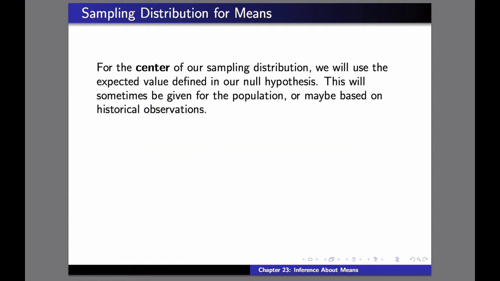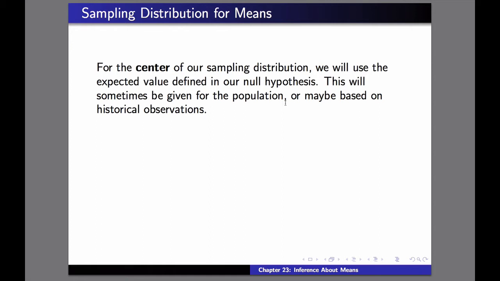So, for the center of our sampling distribution, we'll use the expected value defined in our null hypothesis. And this is what a null hypothesis always does, right? It defines some population parameter. It says p is equal to this, or mu is equal to this. So this will be sometimes given for the population, or maybe it'll be based on historical observations in some cases, or something else.